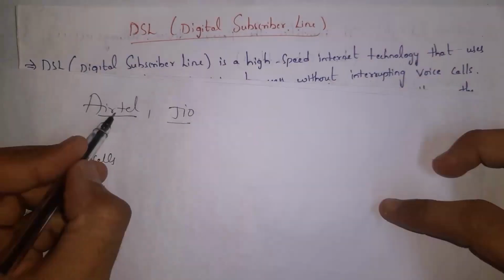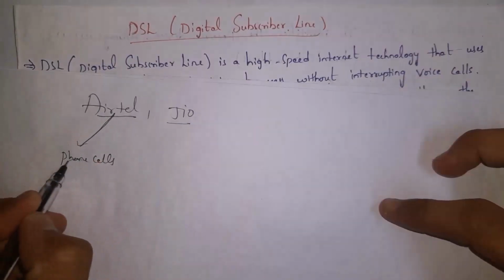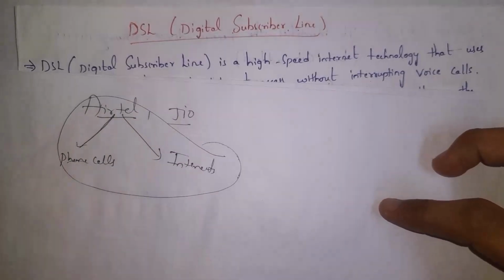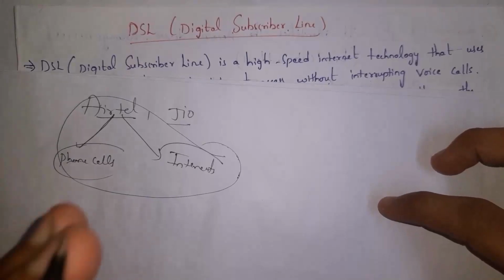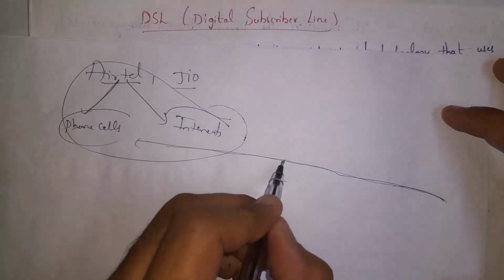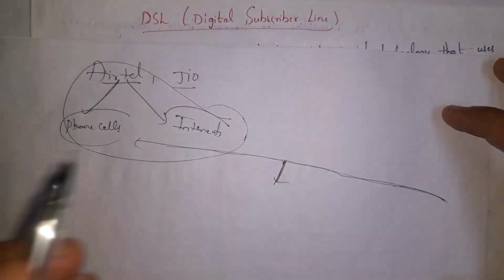But at present, by using Airtel, we can make phone calls and we can also access the internet. So Airtel and Jio are both examples of digital subscriber line, where we can do both voice calls as well as internet access. They will use a single cable. So this single cable will provide both voice calls as well as internet.